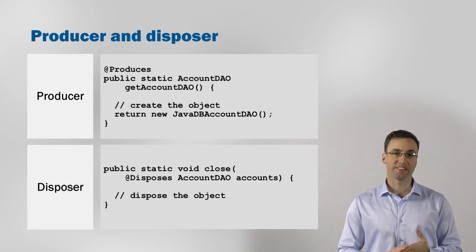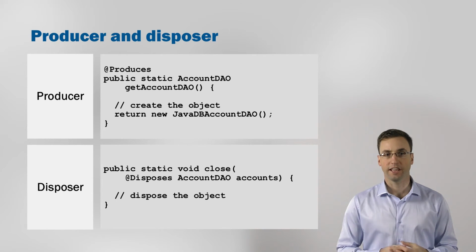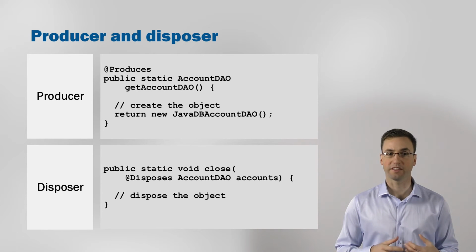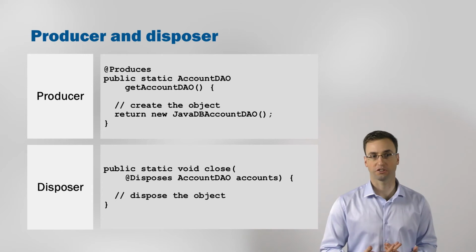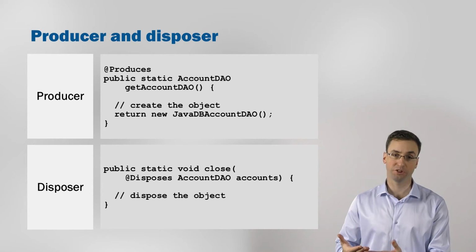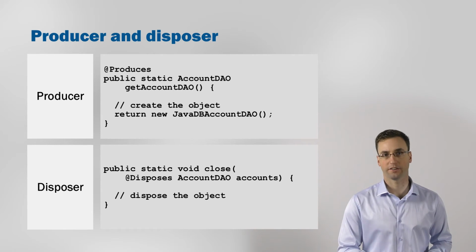Normally, CDI will create instances of your class by calling the class's default constructor. If you annotate a method somewhere in your code using producers, then CDI will use that method to create your object instead of calling the default constructor. If you need to clean up an object that you created using producers, you can also use a disposes method to manually dispose the object.